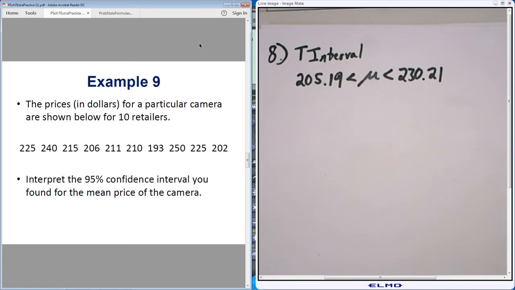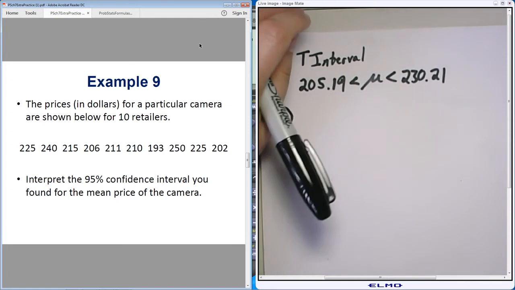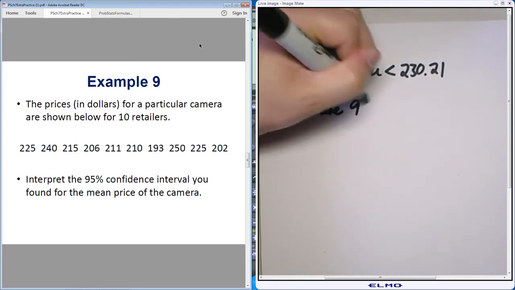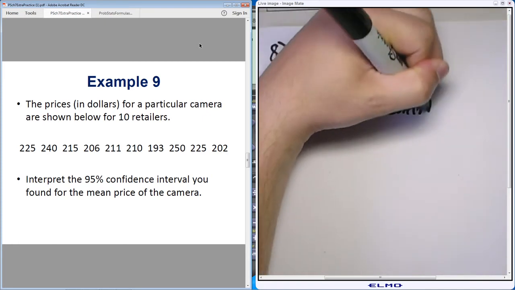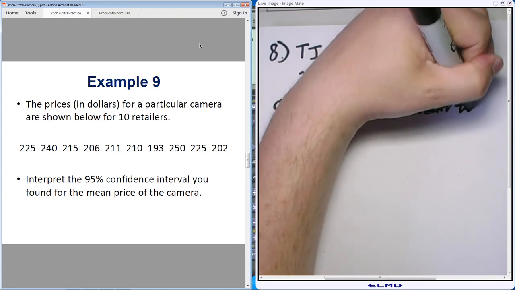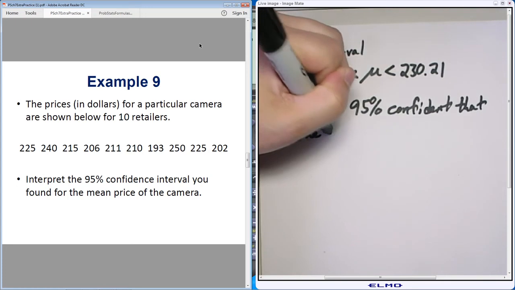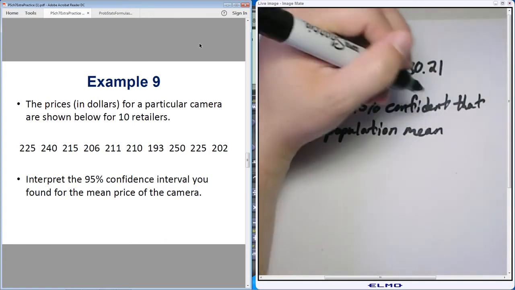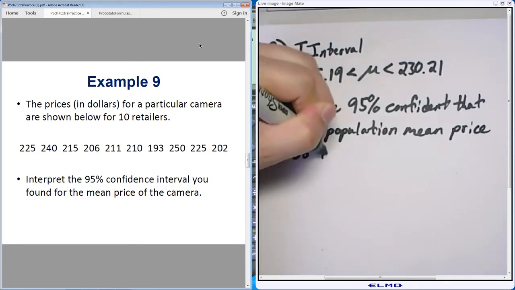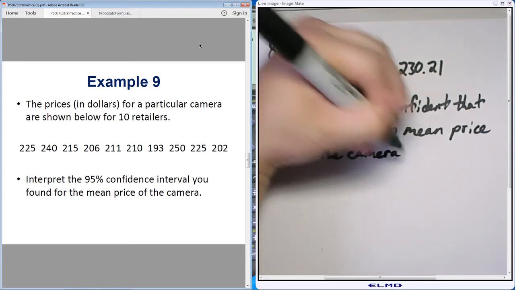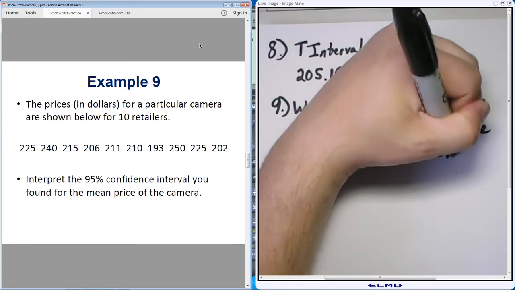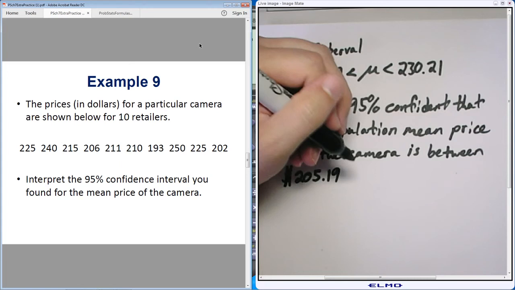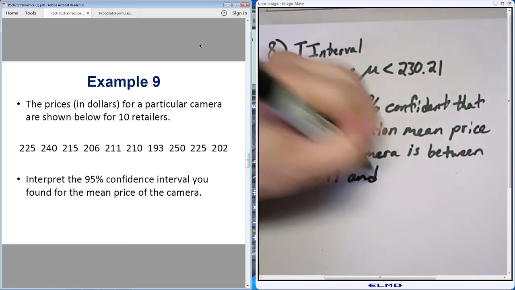Number 9 says to interpret the interval that we just found. Okay, there's a useful template for this in the notes. We'll do this. All right, your confidence level is 95, so 95% confident that the population, well, this is for a mean, so population mean price of the camera, this is me relating it back to the problem, is between the lower number, that's why we rounded to 2 places, it's in dollars and cents, and the upper number.